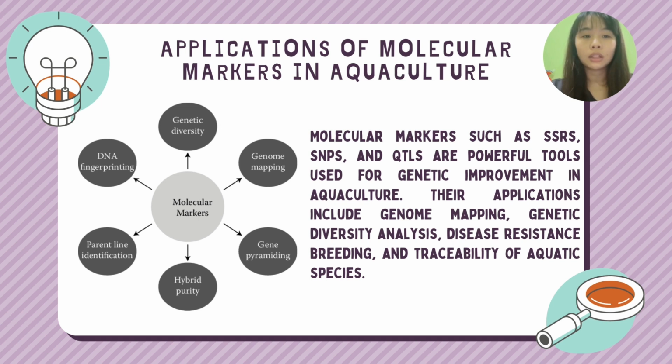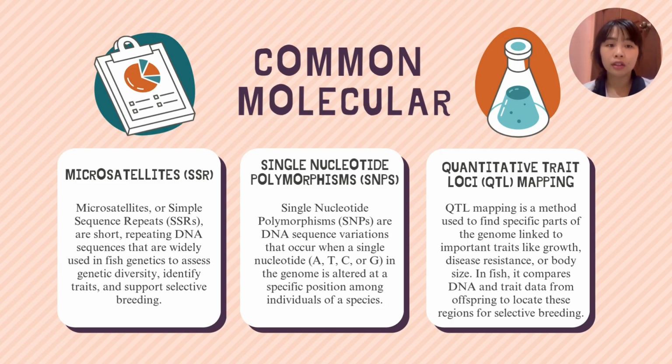I also include the table to show that the molecular markers can be used in genetic diversity, DNA fingerprinting, parentage identification, hybrid purity, genetic parameters, and gene mapping. There are three common molecular markers. The first is microsatellite, which is SSR. They are short repeating DNA sequences. They are widely used in fish genetics to assess genetic diversity, identify traits, and support selective breeding.